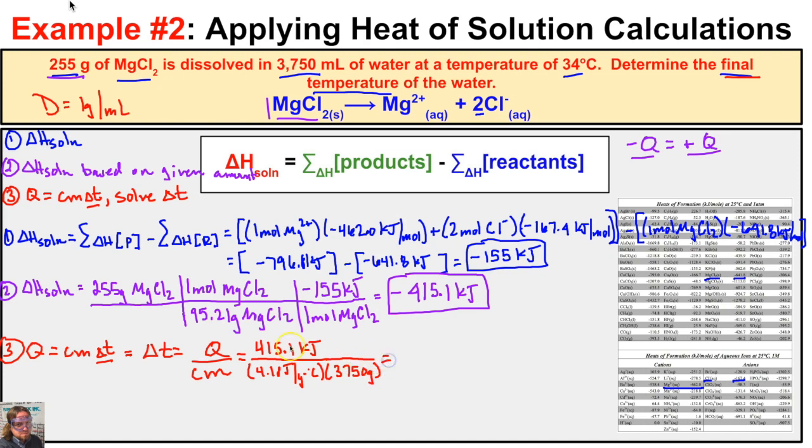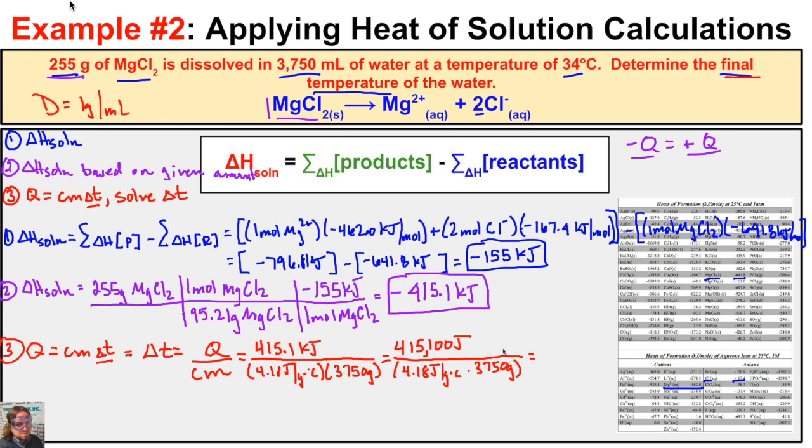And so before we can put this in our calculator, take a look at the issue. This is in joules, this is in kilojoules. So we can't put this into our calculator yet. What we have to do is convert this to joules first. If we slide this decimal to the right 3 times, we have 415,100 joules. And we're going to divide this by the specific heat capacity of water, which is 4.18, times the mass of the water, which is 3,750.